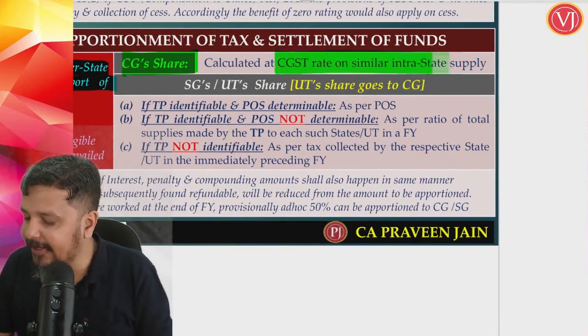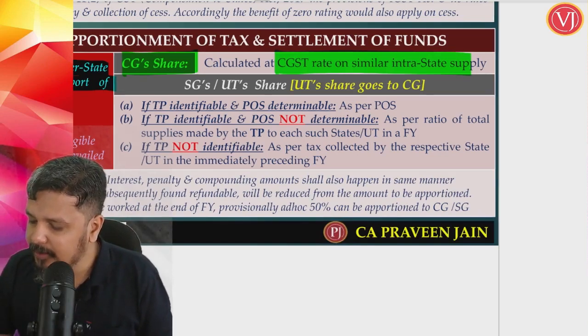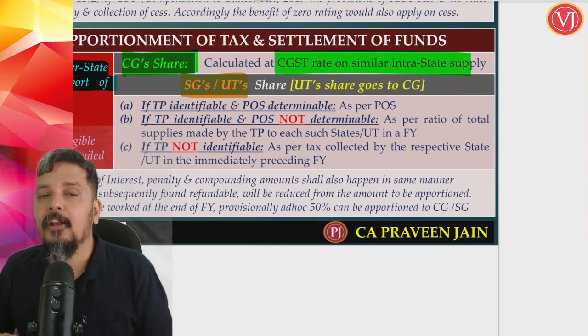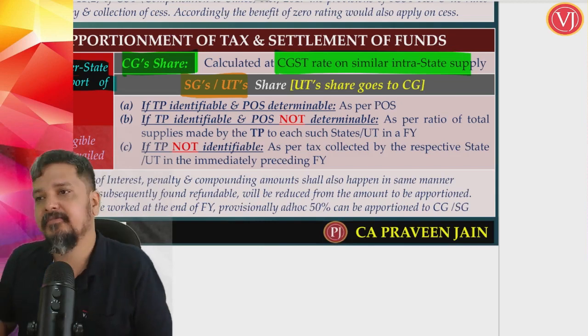Central government will take its share, 50%. Balance should be given to whom? To the state government or union territory. But if they are able to find the state government or union territory, they will give. If not, they will not be giving.